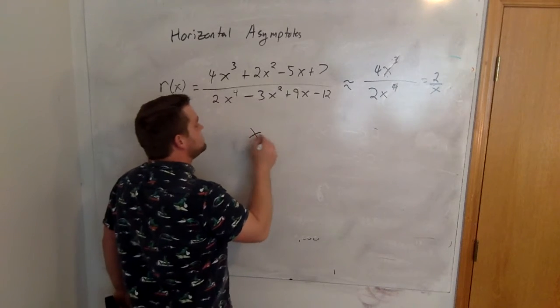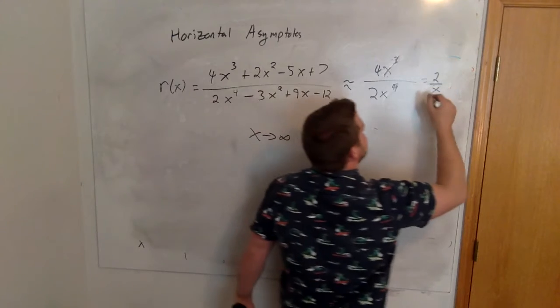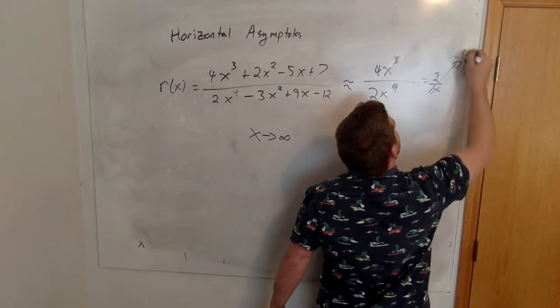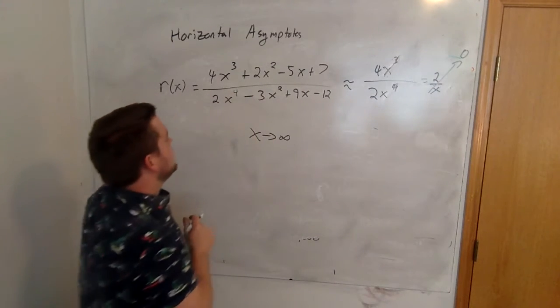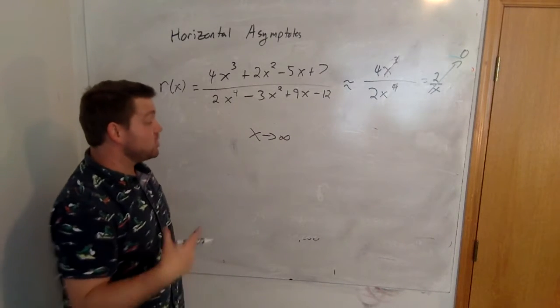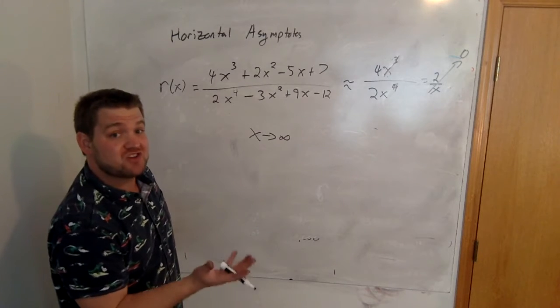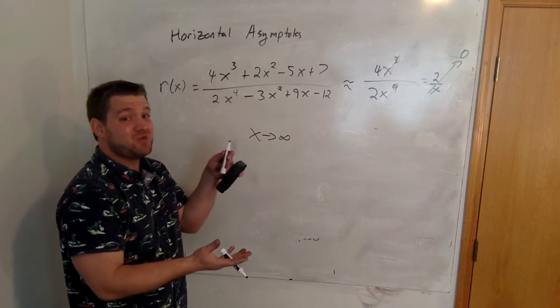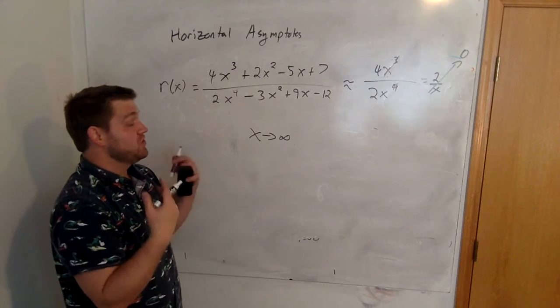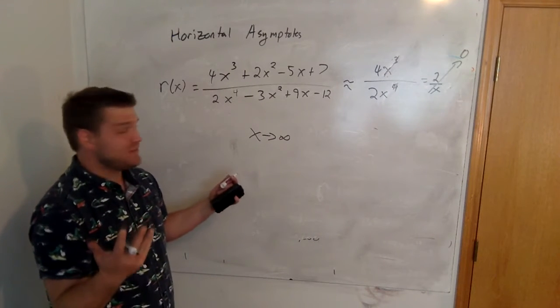But as x is getting really, really, really large, 2 over x is getting closer to 0. So when the denominator is winning the war, the denominator is getting a lot larger than the numerator. If I have a really large denominator and a really small numerator, I'm getting closer to, I mean, it's pretty much zero.